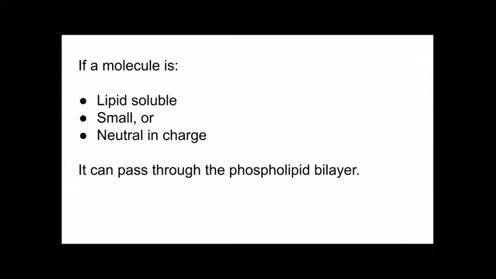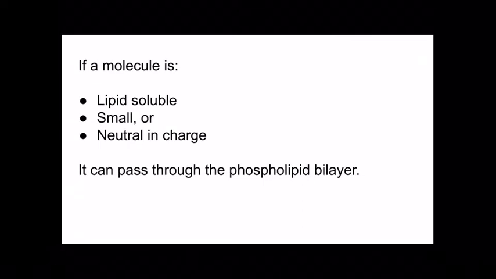So for instance, fat soluble hormones are things that communicate with cells, but unlike the water soluble hormones that need to find a receptor outside the cell, lipid soluble or fat soluble hormones go right through that phospholipid bilayer, and they find receptors inside the cell that they interact with. So fat soluble hormones are a good example of lipid soluble molecules that pass right through the cell membrane without a problem.